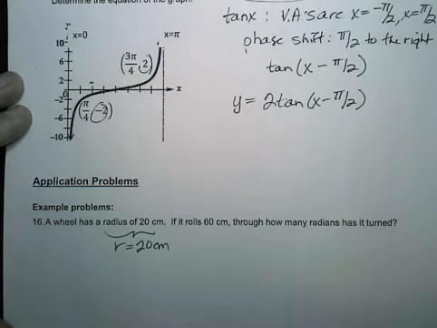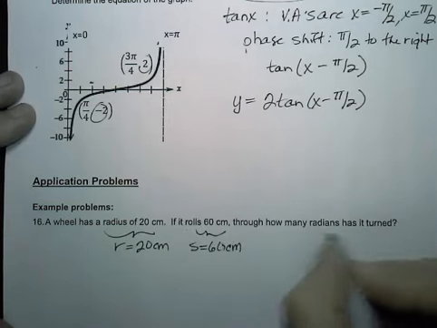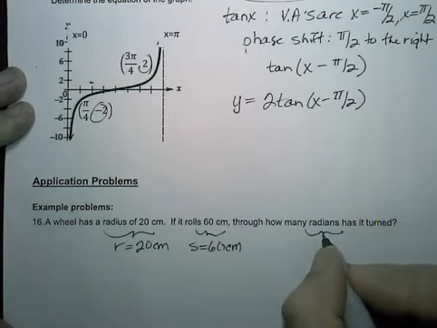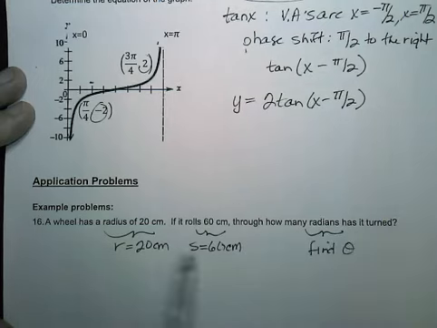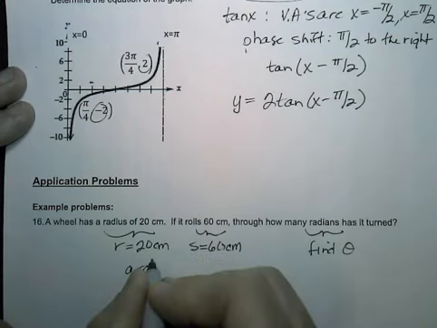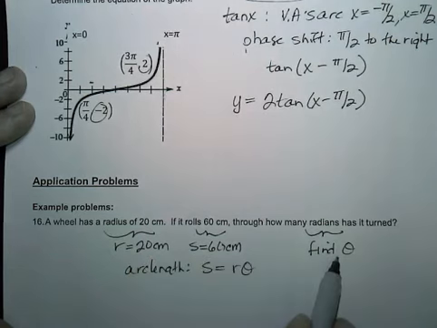And we're talking about a wheel, and it's saying if it rolls 60 centimeters, that would be the same as an arc length. A distance in these problems is always going to be an arc length. And then what it's asking is how many radians it has turned through. Radians means it's asking about the angle, so it's asking for us to find theta. Now we can think about what formula has these three things in them. That would be the formula for arc length. That's S equals r theta. We're just going to plug in the S and the r, and we're going to solve for the theta.